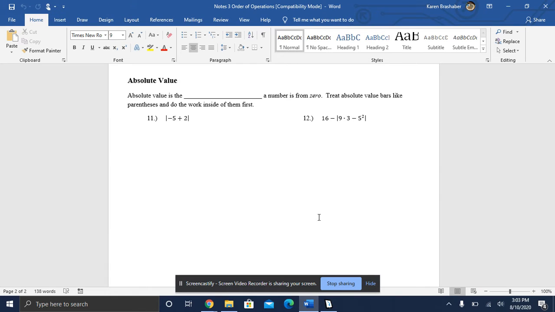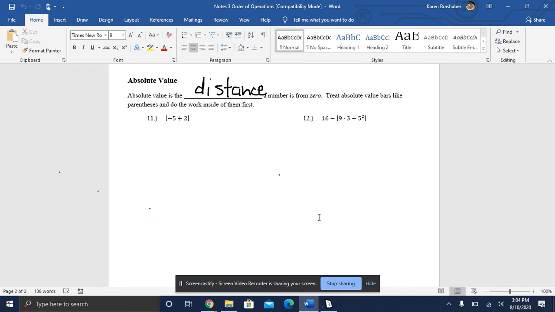Our last topic in order of operations has to be about absolute value. So we had talked about absolute value in a previous lesson, and we stated that absolute value is a measure of the distance a number is from zero. So the distance that a number is from zero. And we need to treat absolute value bars like parentheses and do the work inside of them first.